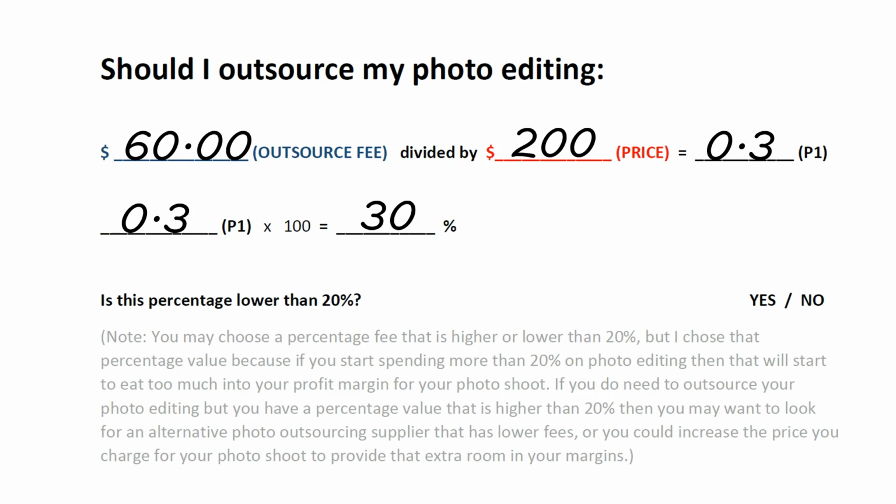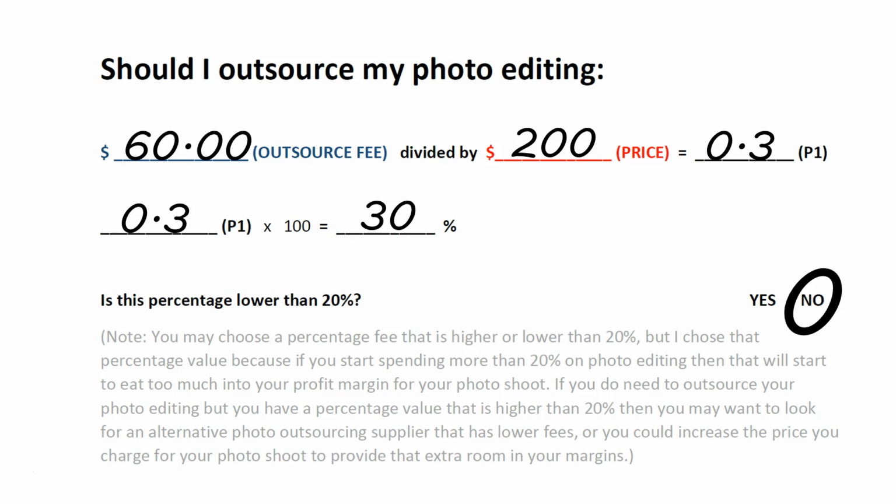Now I've got 3 questions to look at, and here's the first one. Is this percentage lower than 20%? Now in this example, I've got a value of 30%, which is not lower. So I would circle no for this occasion. So let's look at what I wrote here in grey.